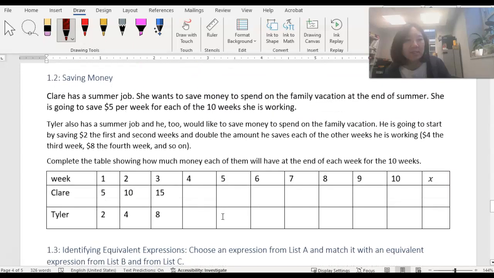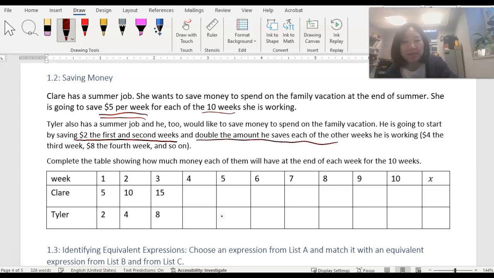All right, so in this example, Claire has a summer job. She wants to save money on the family vacation at the end of the summer. She is going to save $5 per week for each of the 10 weeks that she is working. Tyler also has a summer job and he would like to save money. He is going to start by saving $2 the first and second weeks, and then he's going to double the amount he saves the other weeks he is working. So we're going to complete the table to show how much.